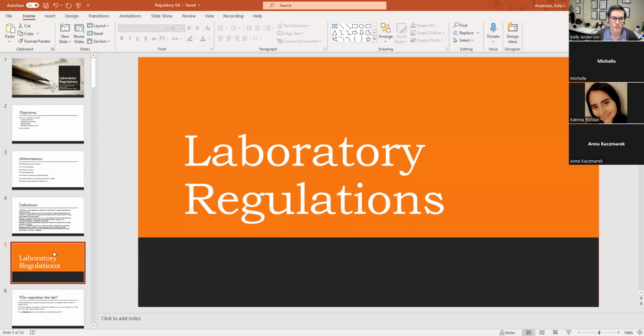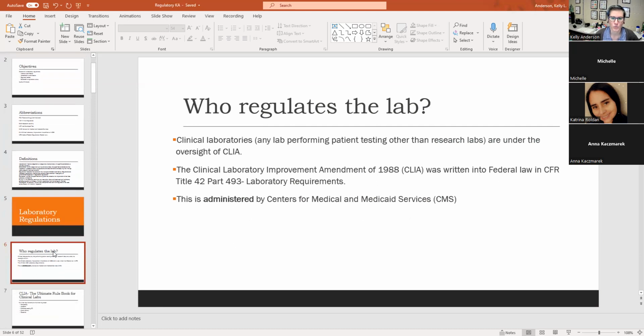So first we'll start with lab regulations. So who regulates the lab? And to be specific, who regulates the clinical lab? And a clinical lab is defined as any lab performing patient testing other than research labs. Research labs do not have to obey the same rules that clinical labs do. They are under the oversight of CLIA.